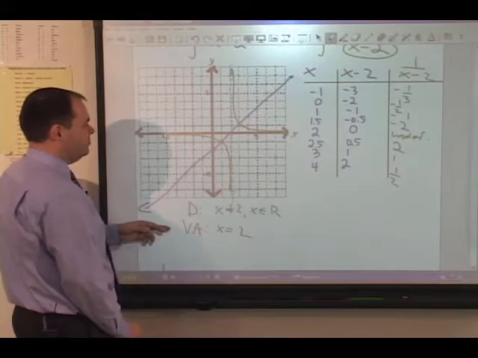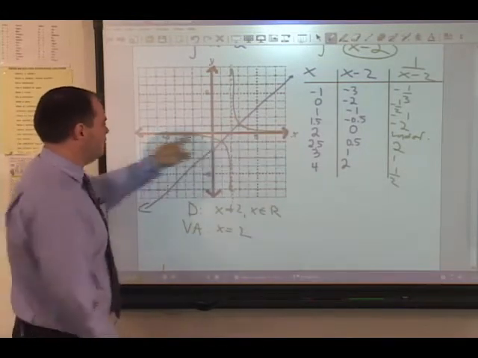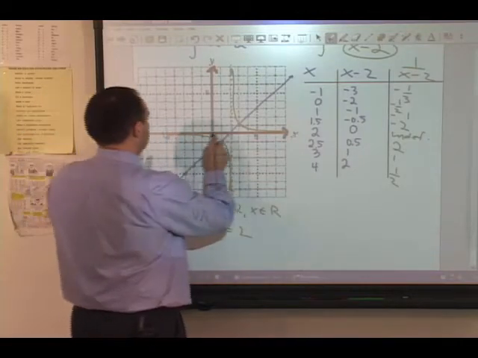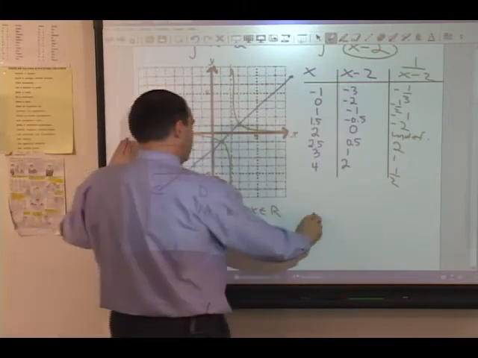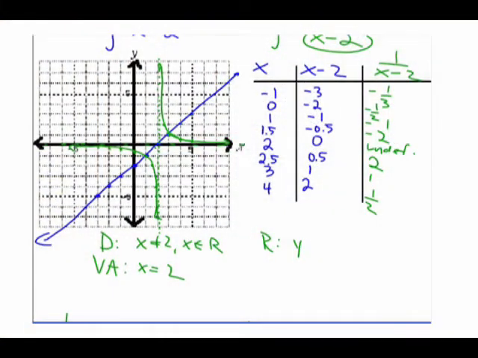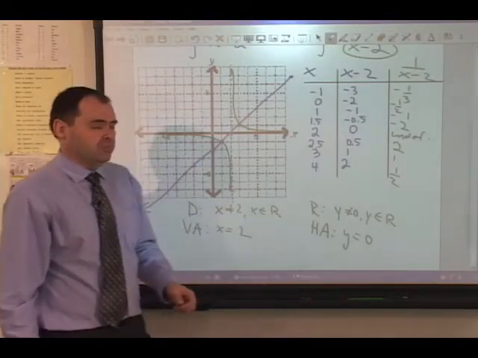What about our range? Our range is all values of y except y can't be 0, because there's a horizontal asymptote going on there. So my range is y cannot be 0. And what's going on at y equals 0? That's the equation of the horizontal asymptote, y equals 0. So you'll notice that the domain relates to the vertical asymptote, the range relates to the horizontal asymptote.